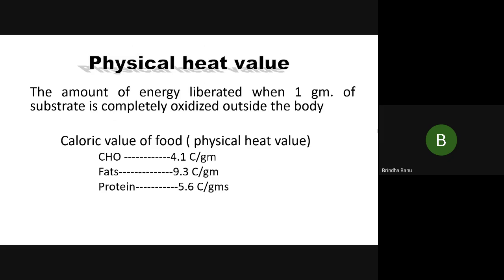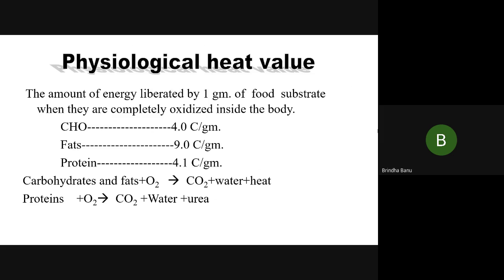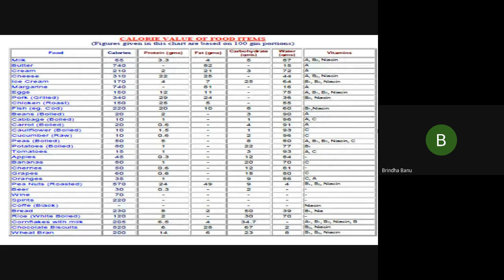This should be evaluated. So for that, we should know how it can be evaluated by some certain methods. So with the help of the methods, we can calculate. With the 1 gram of food substance, if it is oxidized inside the body also to give the same amount, we calculate as such. Physical heat value can be same as the physiological heat value. So these are some of the caloric values of some food materials. With the help of some tests, we have formulated this chart.